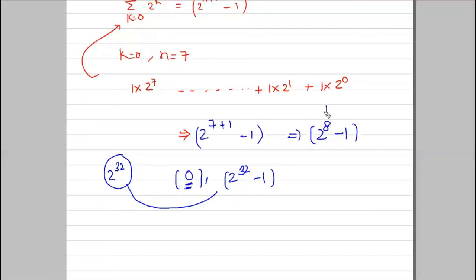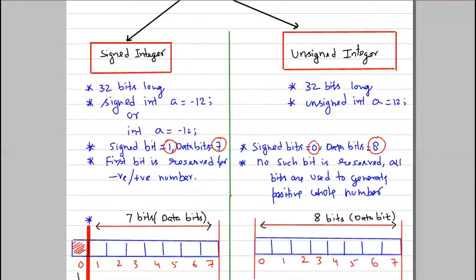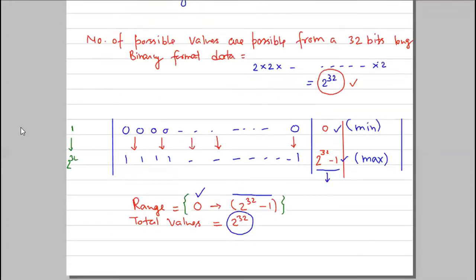We have chosen 8 as an initial way. It is not the standard way to write an integer. The standard way is to write 32. So we have chosen 8 for our convenience. So we have understood why it is 2^32 minus 1, because 2^(n+1) minus 1. So in that case, n is 31. It would become 2^32 minus 1. So we are clear with the range and the total.